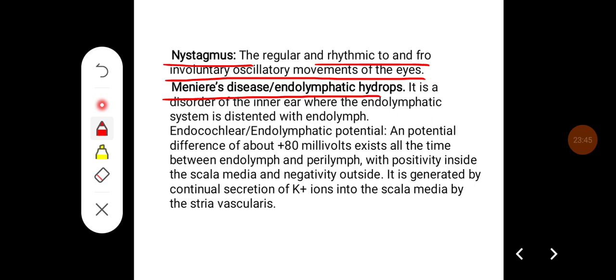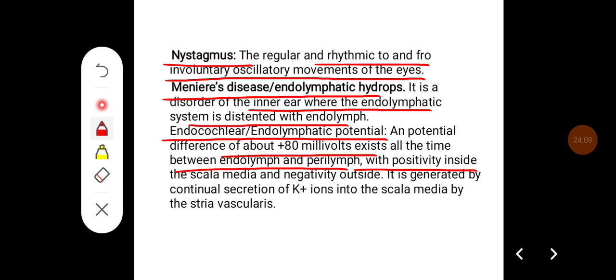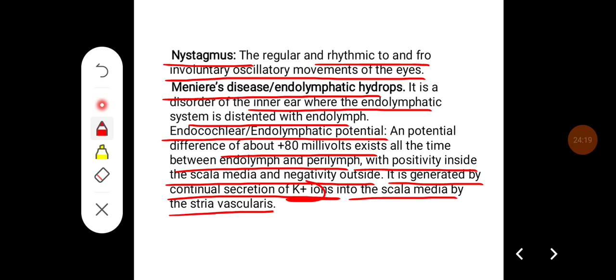Meniere's disease, also called endolymphatic hydrops, is a disorder of the inner ear where the endolymphatic system is distended with endolymph. And endocochlear or endolymphatic potential: a potential difference of about plus 80 millivolts exists all the time between endolymph and perilymph, with positivity inside the scala media and negativity outside. And it is generated by the continual secretion of potassium ions into the scala media by the stria vascularis.